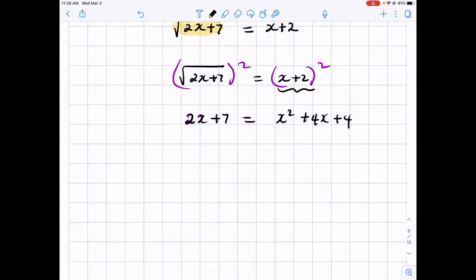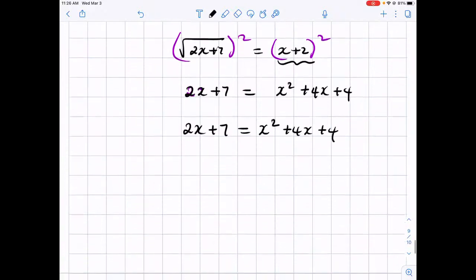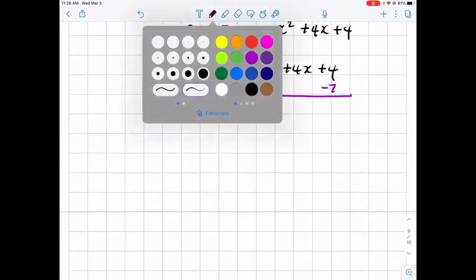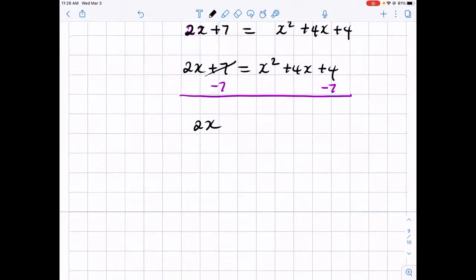And now notice we have a quadratic. This is quadratic, so it has to be equal to 0. That means we have to move the 2x and the 7 to the right side. It doesn't matter which one you move first. We can move the 7 first. And if we do this, we have 2x plus 7, and a minus 7 cancel, is equal to x squared plus 4x minus 3.